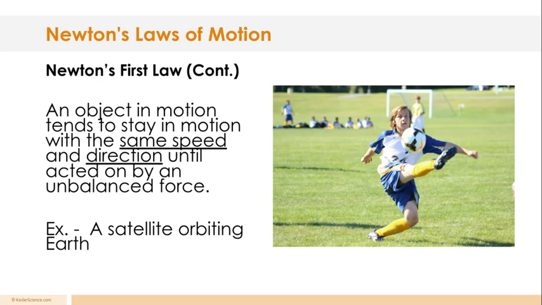Now, say a meteor came down, and on its way down, it collided with the satellite. Well, now that satellite is no longer going to stay in that motion. Some unbalanced force, that meteor, has now hit it and changed its direction and most likely changed its speed as well. But unless something acts on it, like a meteor, that satellite will go at the same speed in that orbit forever.